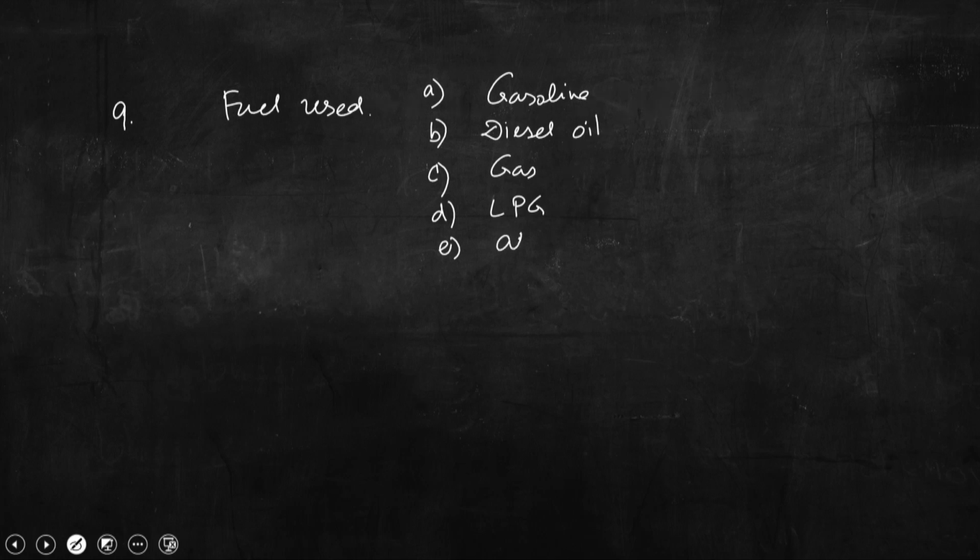Okay. Then the next type is fuel used. This is very common. So, it can be gasoline type. So, we can use gasoline as a fuel, we can use diesel, we can use gas, we can use LPG, we can use alcohol, ethanol, and we also can use dual fuel.